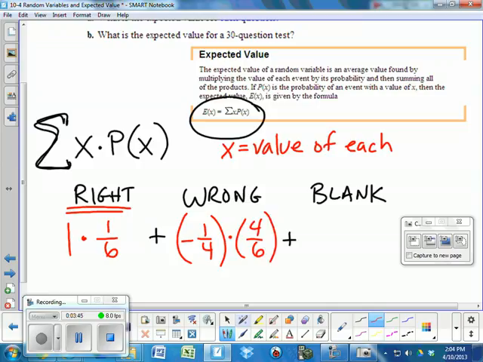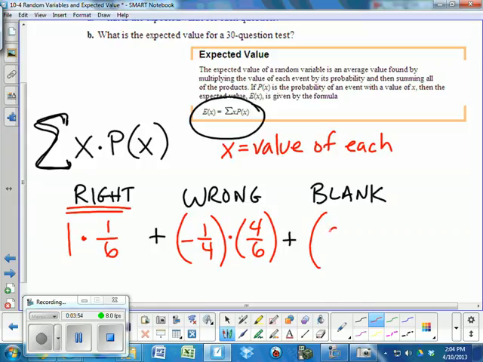So the value of it times the probability of it, plus the value times the probability, plus what's the value of leaving it blank? 0 times the probability of leaving it blank. There's a 1 in 6 chance you'll roll a 6, which would force you to leave it blank. So this will be the expected value of using this method on one question. So what's your expected point value on that one question by using this method? What's 1 times 1/6?